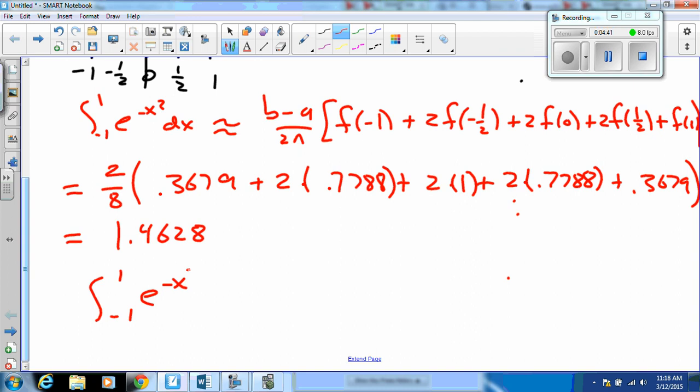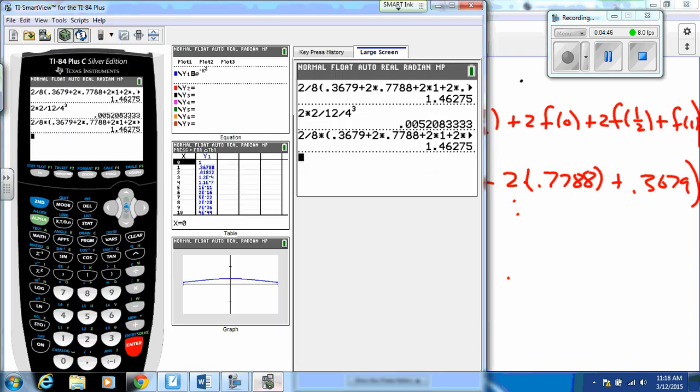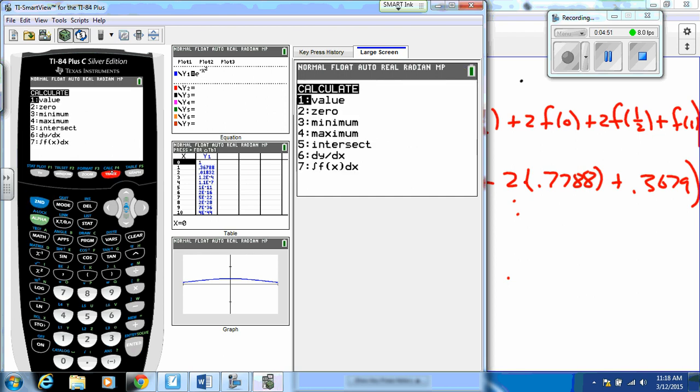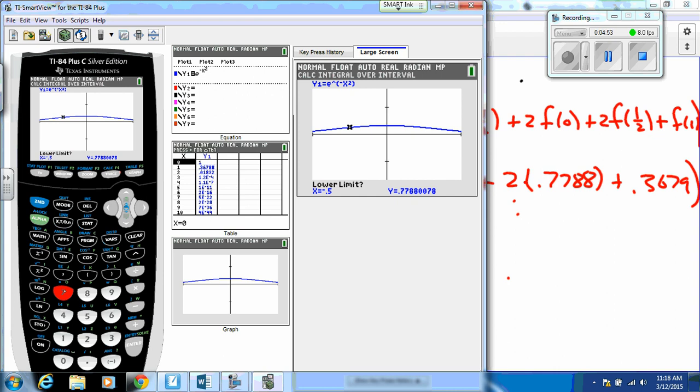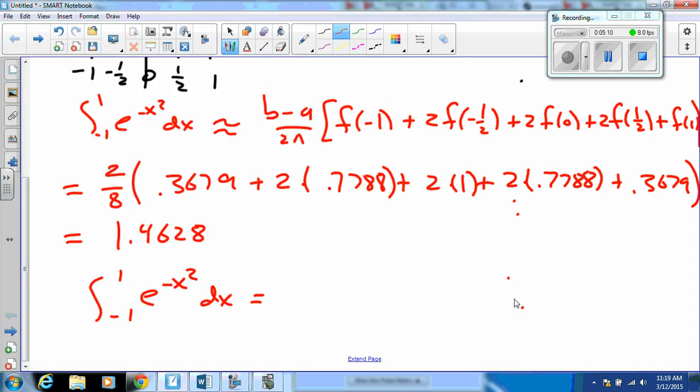The second part asks us to compute that. And so I'm going to go back to my calculator and let the calculator handle that with second calc and integrate. And it's going to ask me for a lower limit, which I give as -1, and an upper limit, which I give as +1, and it thinks for a second. And it tells us that the value of the integral is 1.4936. So we did pretty well with 4 trapezoids here.